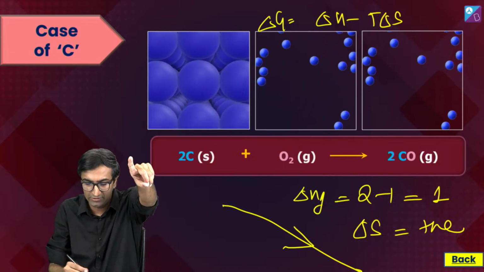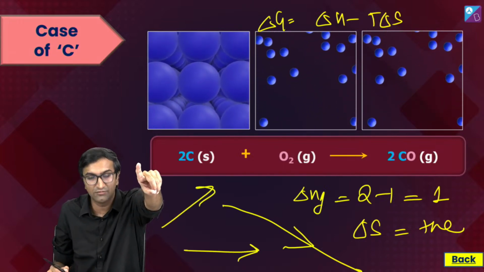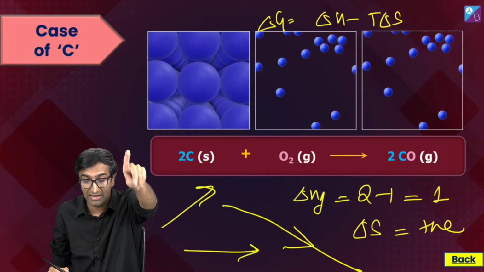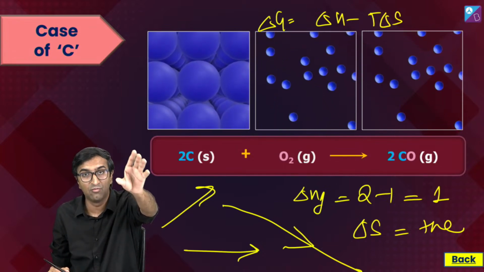What do you guys think? Is this going to go down? Is it going to go up? Is it going to be a flat line? Which of the three is this? I'm talking about carbon reacting with oxygen to give me carbon monoxide.